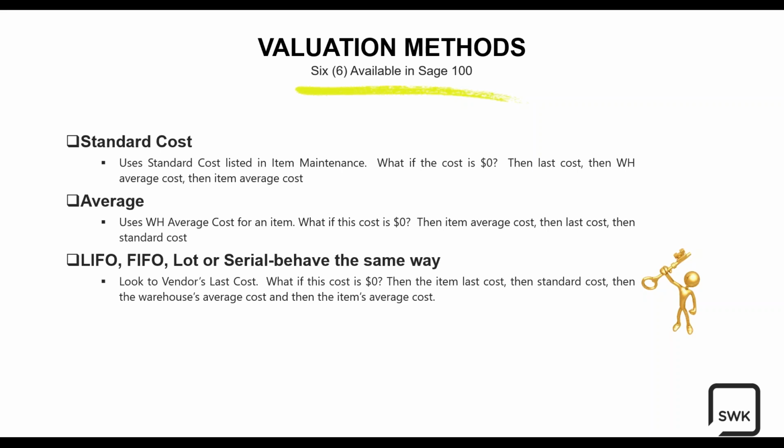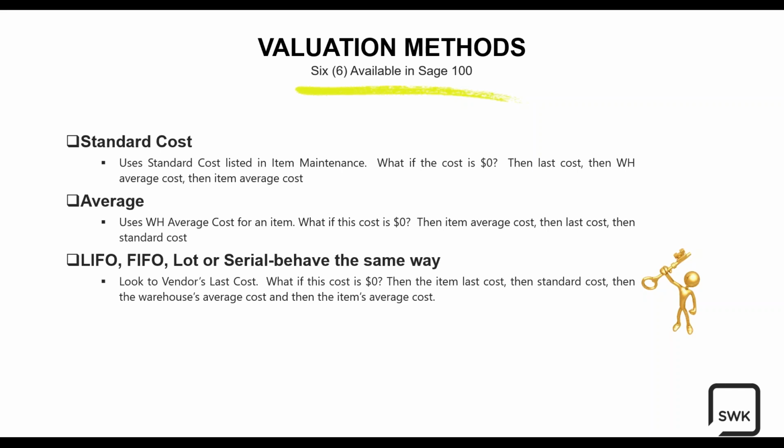For our average valuation, items with this valuation first look to use the warehouse average cost for the item. If this is zero, it looks to the item's average cost, then the last cost, and then the standard cost for the item. So you see how it's going. If there's not a cost in the first place that it expects it to be for that particular valuation, Sage is going to move on to the next and next and next area to see where it can find a cost. So a lot of times, let's say you have an average cost item and the average cost is zero, but say your standard cost is incorrect or very high.